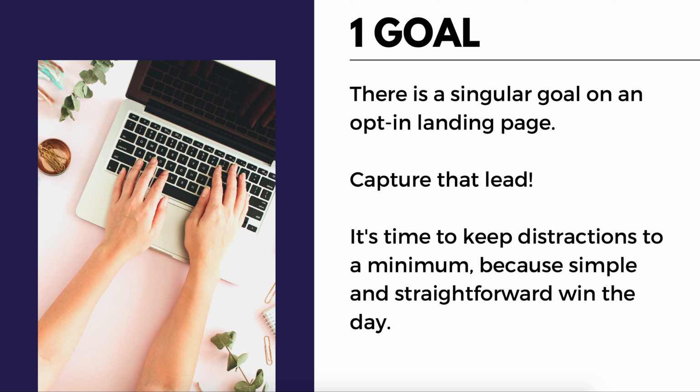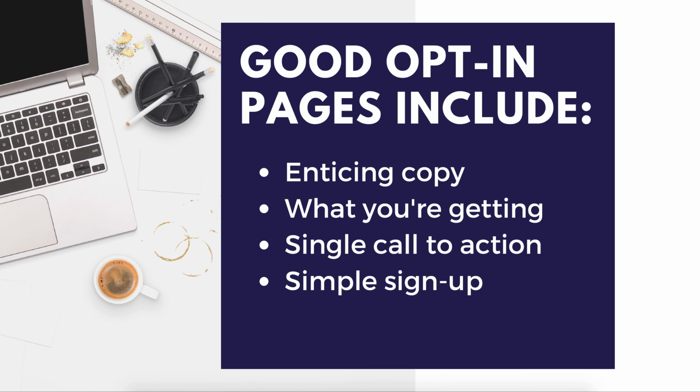Now, the number one goal of a landing page is to capture that lead. The key here is we have to minimize distractions and make sure that it's super simple and super straightforward. That is the way that we win the day with a landing page. So a good opt-in page is going to include 4 primary things. Enticing copy, as you know, it's magnetic. We want to draw them in. We need to tell them what they're getting as well. We got to be straightforward about that. We need to have a single call to action and a simple sign-up form.